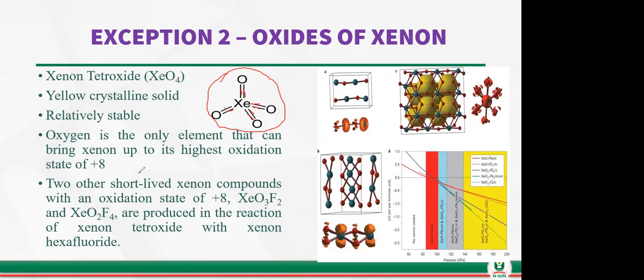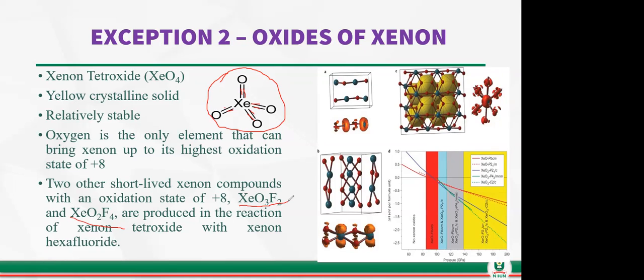Two other short-lived xenon compounds, apart from xenon tetroxide, have also been identified in nature. And that is XeO2F4, XeO3F2.